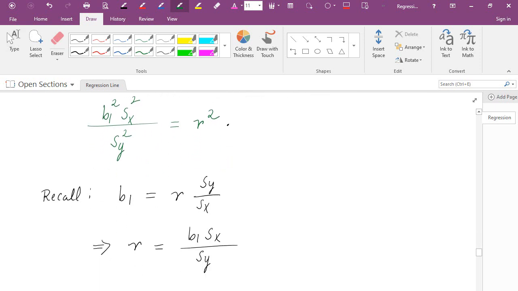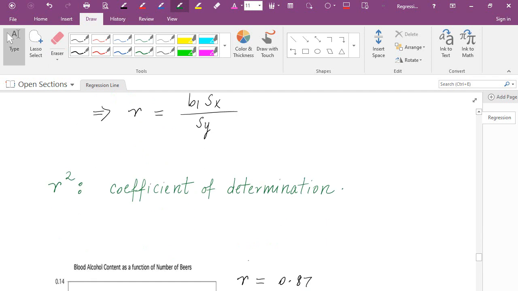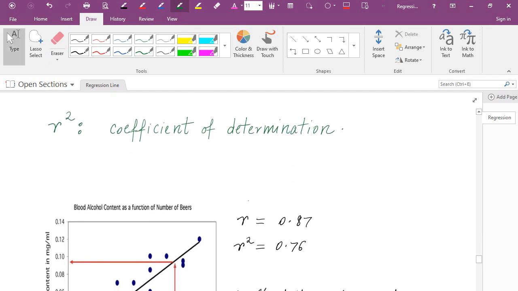The reason is, recall that the formula for b1 from the regression line we got was b1 is R times Sy over Sx. So if I solve for R, we get b1 Sx over Sy. So R squared would be this ratio. And so R squared is known as the coefficient of determination.